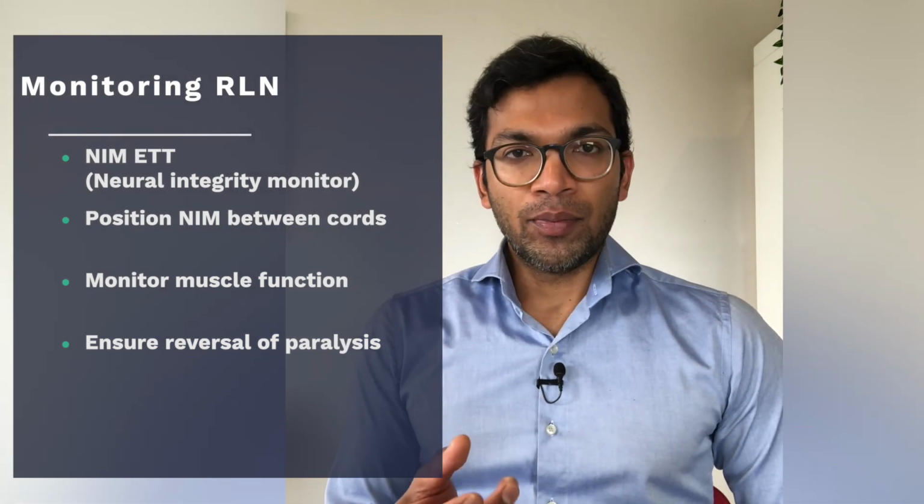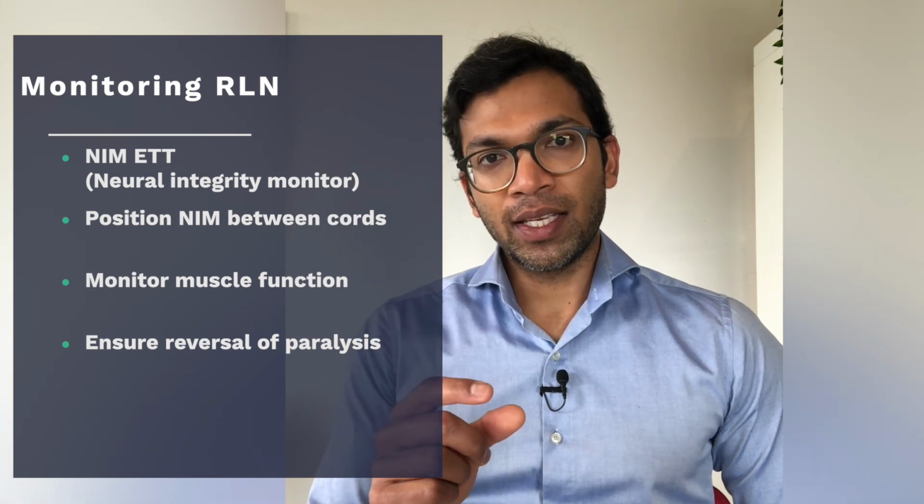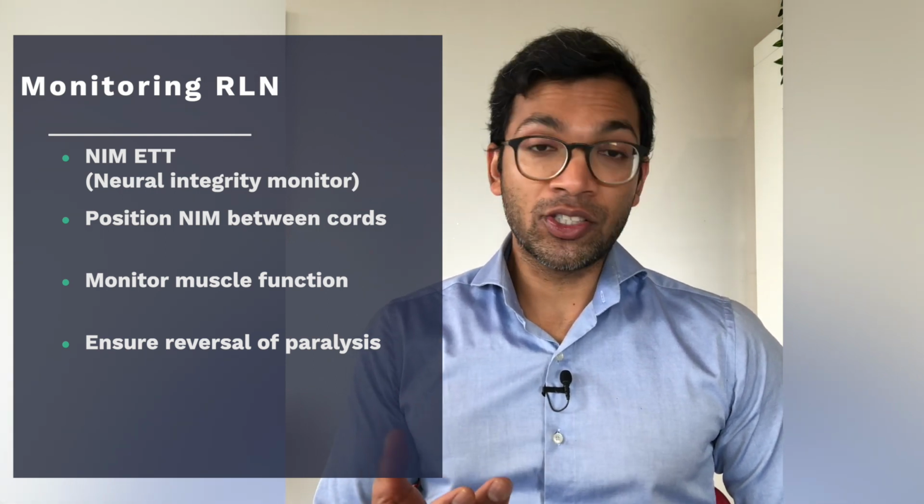If you were to describe a NIM tube, it's a flexible, reinforced tube that has the electrodes placed to allow the surgeons to be able to monitor recurrent laryngeal nerve function. But those electrodes have to be placed between the vocal cords. And so this might be tricky if you have a mass-occupying lesion that you need to get past. So what do you do? Let's have a think about that.